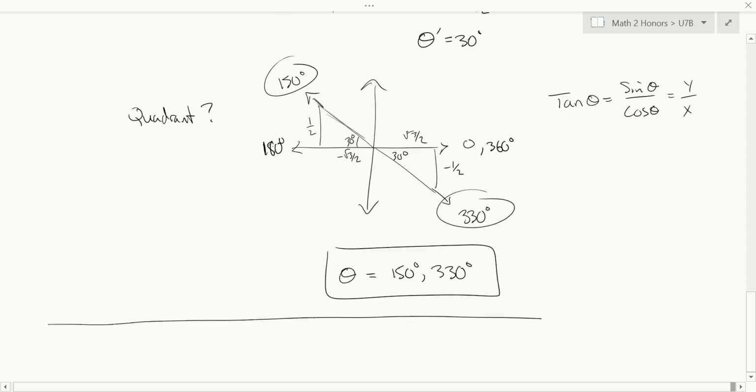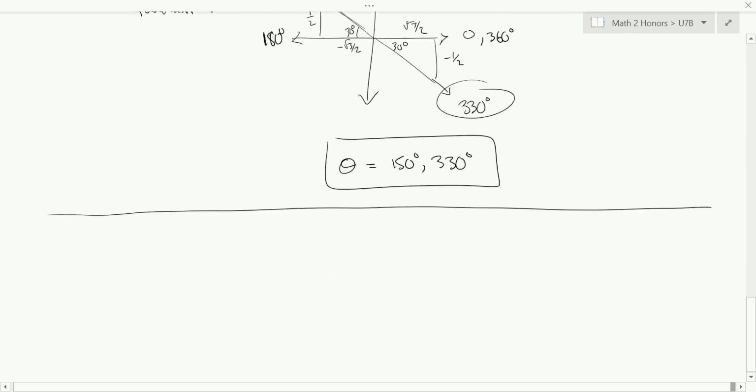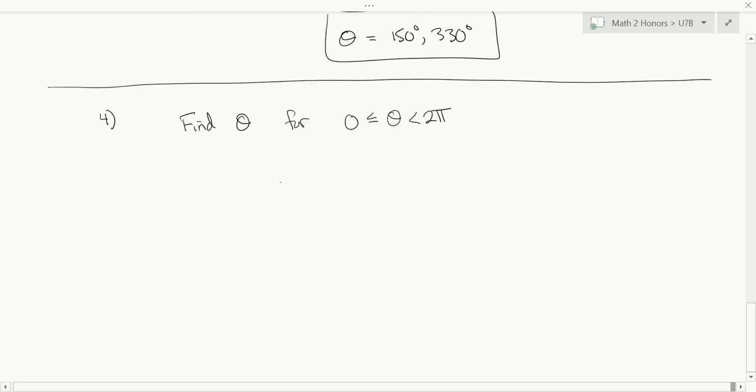Let me give you one more example in the notes. Then we're going to take a look at the homework, okay? So let's say find theta for theta between 0 and 2 pi. I want your answer in radians. And I'm going to say the secant of theta is 0.